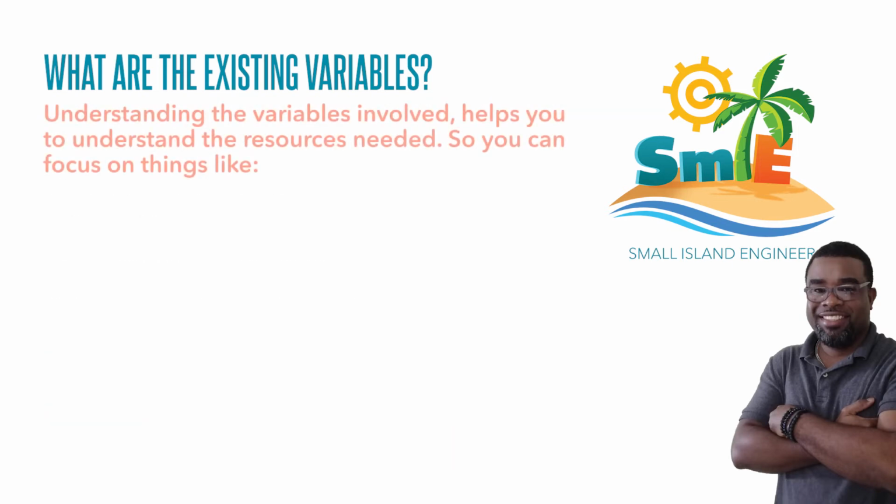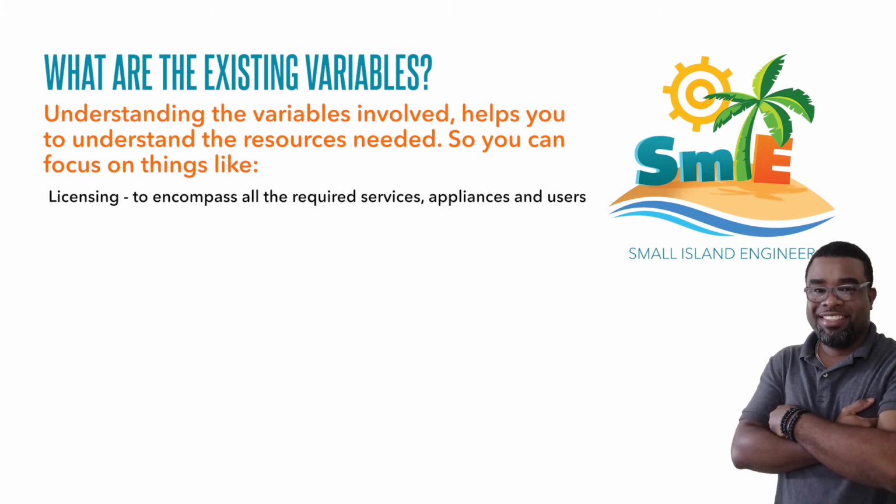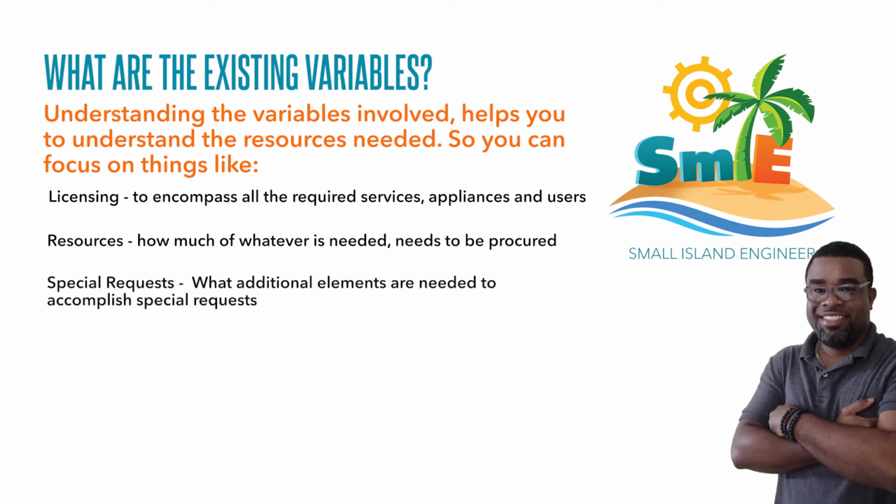Now, once you understand the variables involved, it's going to help you to understand the resources that you need. So understanding the variables is going to help you to focus on things like the licensing that is needed, the resources. This is how much of whatever it is that is needed, how many phones if it's a voice solution, or how many firewalls if it's a firewall solution, or how many routers if it's a networking solution, or whatever the case may be. And then you can focus on special requests as well. What additional elements are needed to accomplish these special requests, if any at all.